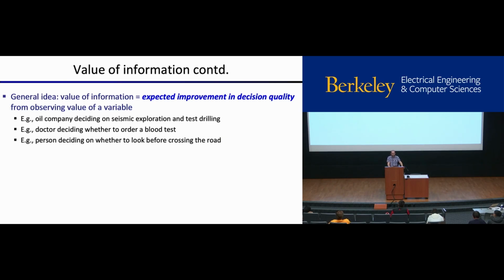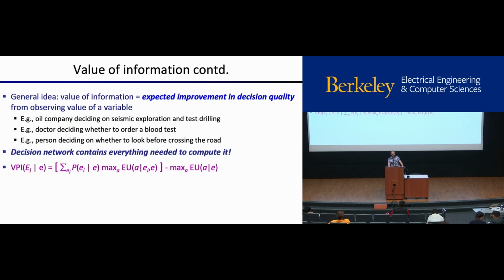So the general idea here is that the value of information is the expected improvement in decision quality from observing the value of a variable. For example, an oil company deciding on seismic exploration and test drilling, a doctor deciding whether to order a blood test, a person deciding whether to look before crossing the road. These are all settings where you can understand how observing the information first will increase the expected utility of whatever action you decide to make, because your action can be better informed. And the decision network contains everything needed to compute this quantity. There it is in a different form from what I've showed you.